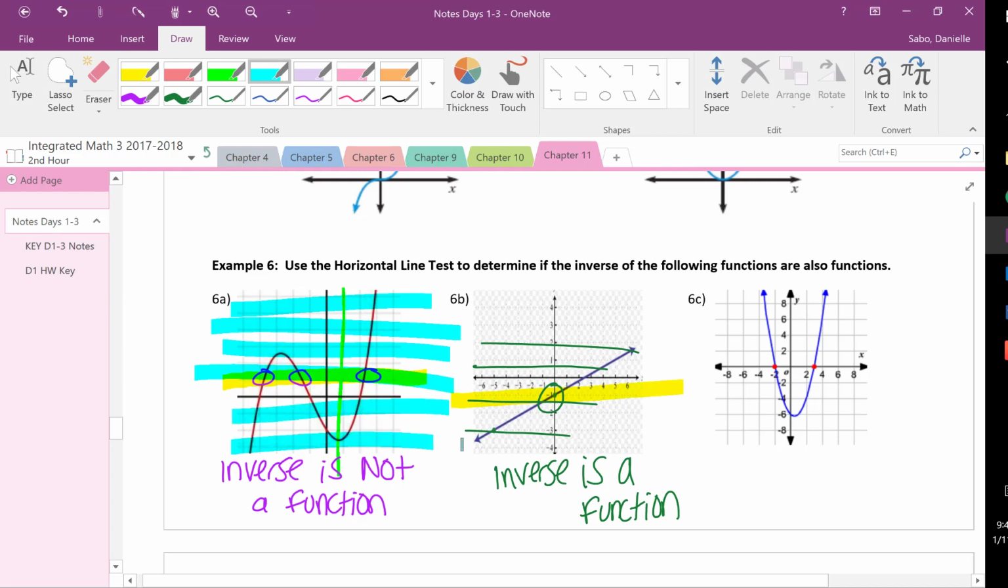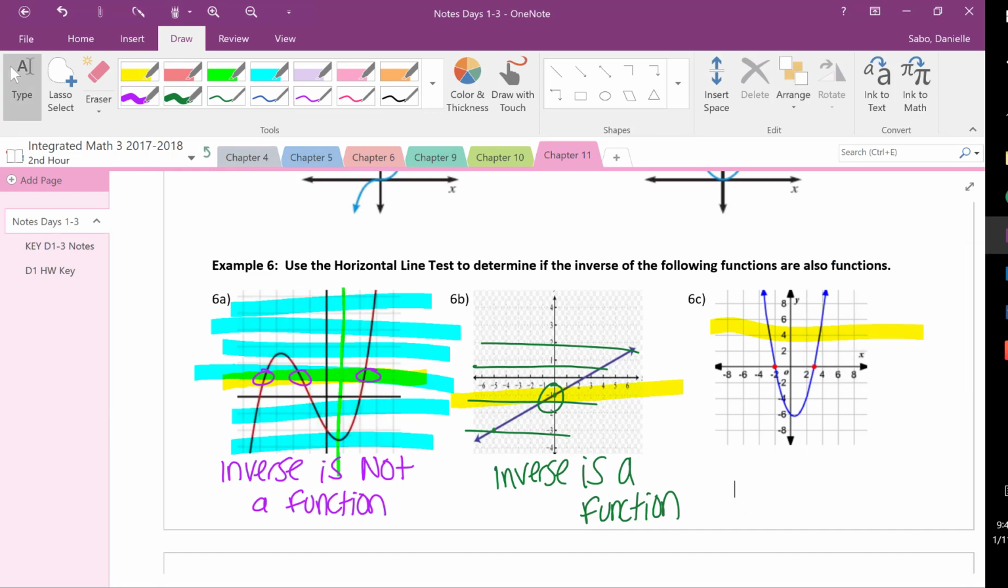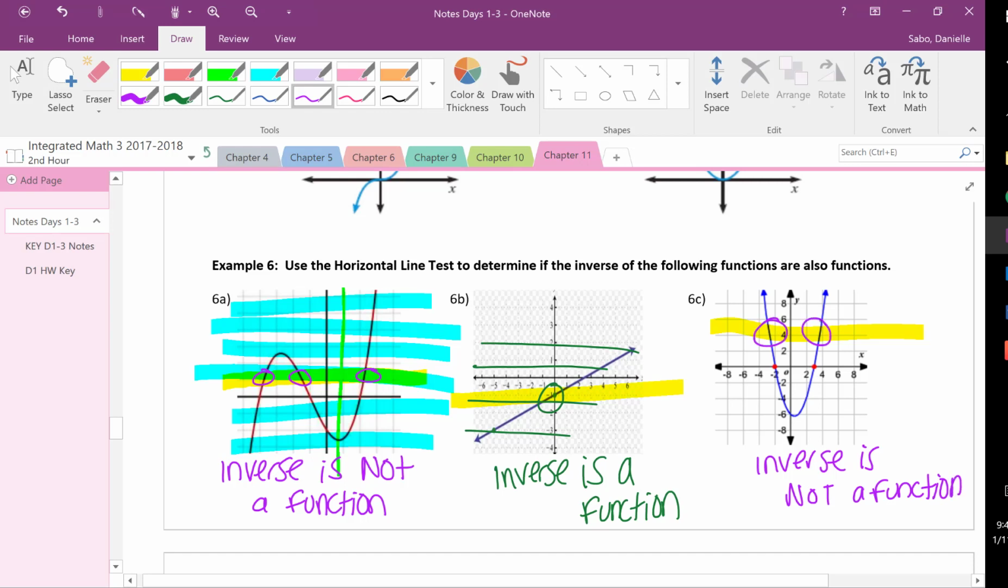Okay, another one. Try to do C on your own to see if you can figure out if that inverse is a function or not. It's pretty straightforward. The inverse is not a function because it crosses 2 times. Flip the page when you're ready so we know we can move on.